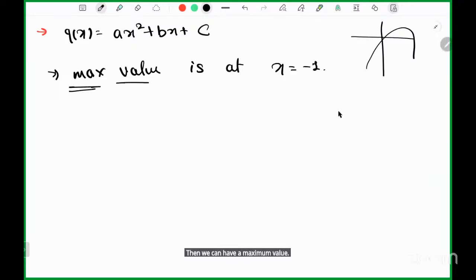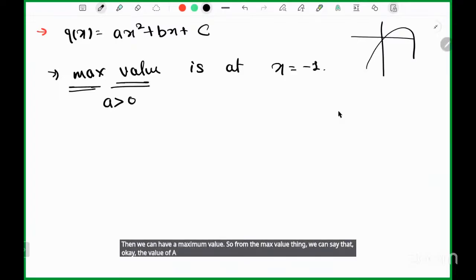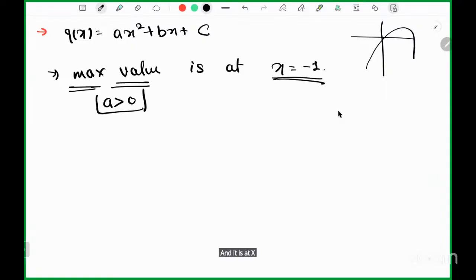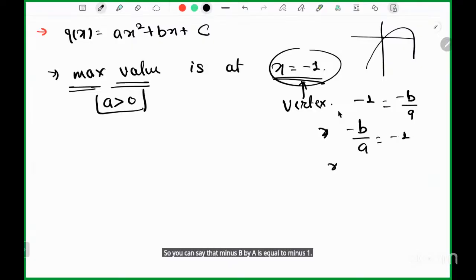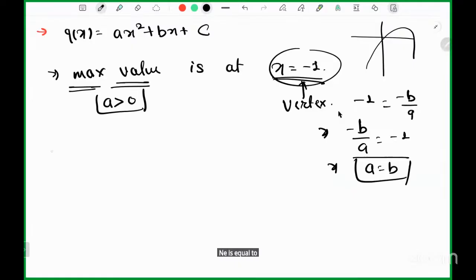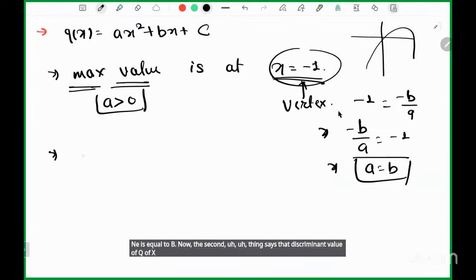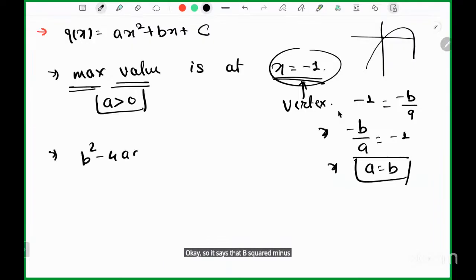So from the max value thing, we can say that the value of a would be strictly greater than 0, and it is at x equals -1, and we know that the max or minimum value of a parabola occurs only at the vertex. So that means this point is the vertex. So this value -1 is actually minus b by a. So minus b by a equals -1, so a is equal to b. So from this line, I get this information that a is strictly greater than 0 and a equals b. Now the second thing says that the discriminant value of q of x is 8. So it says that b square minus 4ac is equal to 8.